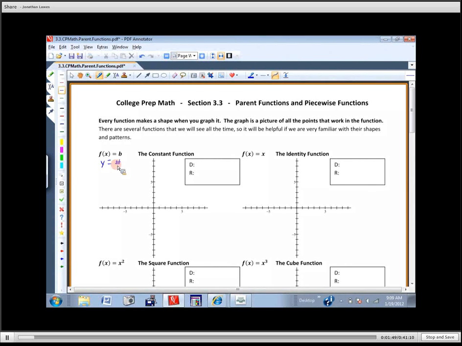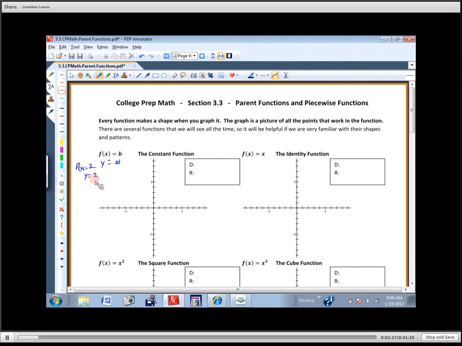So let's do a specific example. Let's say I've got y equals 2, or again, we could write that as f of x equals 2. Now, we went over last week, if you have y equals a number, or f of x equals a number, what type of function is it? What does it look like? Yeah, it's a linear function. It's a, what is it, John? Horizontal. It's a horizontal line. So this would be a horizontal line at y equals 2.